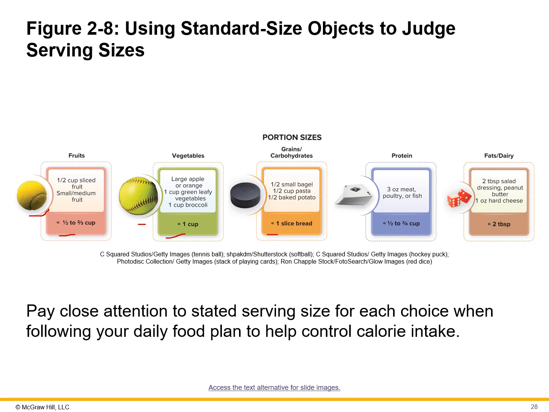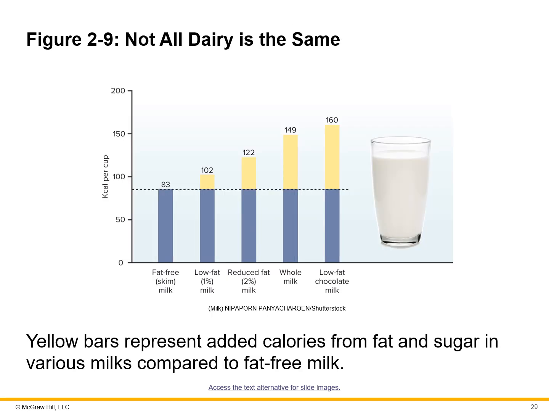If we look at the protein, a deck of cards is about 3 ounces of meat, so it's about a half a cup to 3/4 of a cup. And then our fats and our dairy, if we think about 2 dice, that's kind of where we want to be. That's about 2 tablespoons. So again, thinking about portion size, not too many people are going to measure out all of their food, but thinking about them with these relatable objects gives us a better idea about portion, so that we can control that to control our calorie intake.